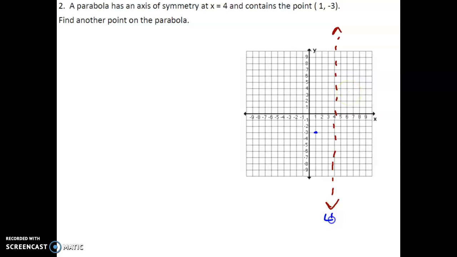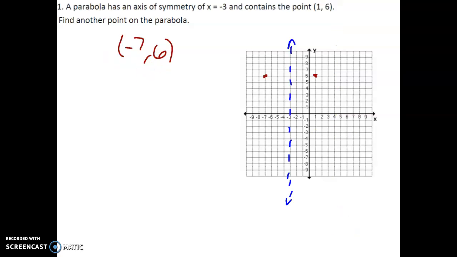So I'm really at 4 and I'm moving 3 units to the right. My x value is going to be 7. My x value is going to increase by 3. But my y value is not going to change at all. Do you guys see I'm kind of on a horizontal line right here, moving 3 units to the axis of symmetry, and then 3 units past the axis of symmetry. 4 plus 3 is 7, but my y value did not change. So I have the point 7, -3.